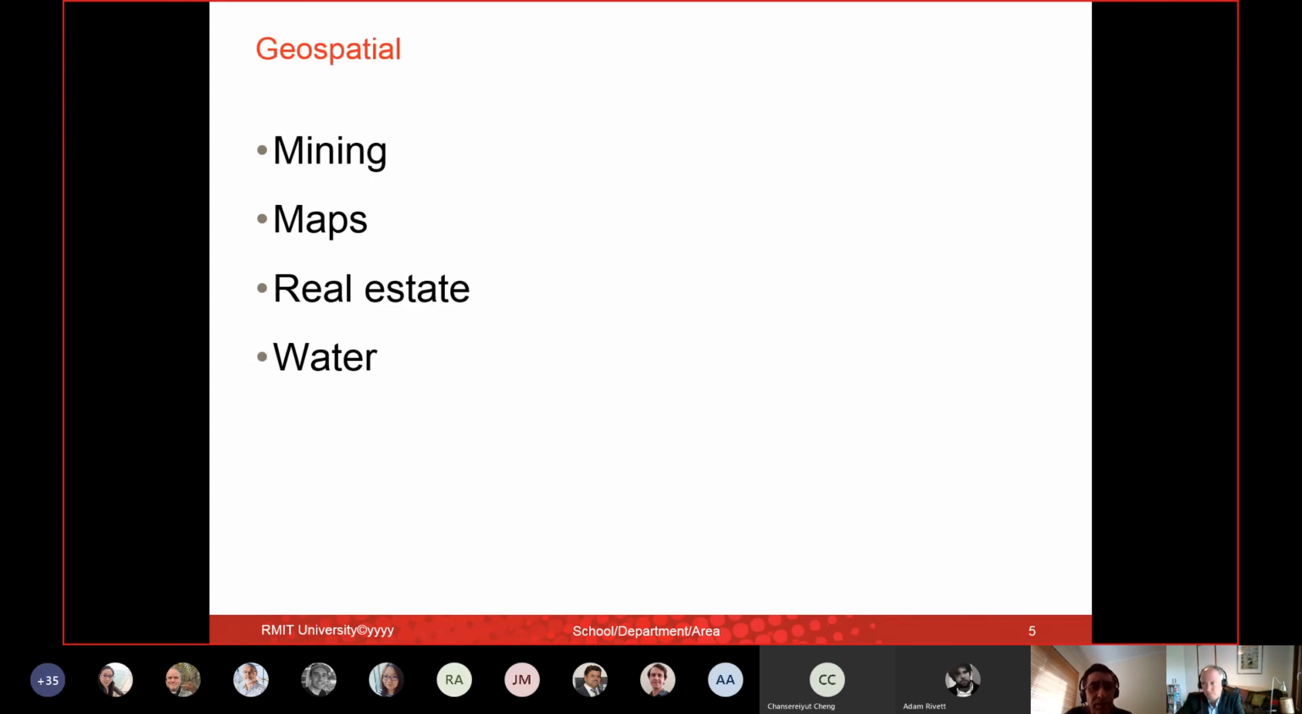In the geospatial area, you have applications such as mining maps; Google Maps is a clear example. You could use that same thing for real estate. You could use it for water management. So the point I'm trying to drive here is that in all of these cases, there can be compromises if the data is not saved or managed properly. Next slide, please.